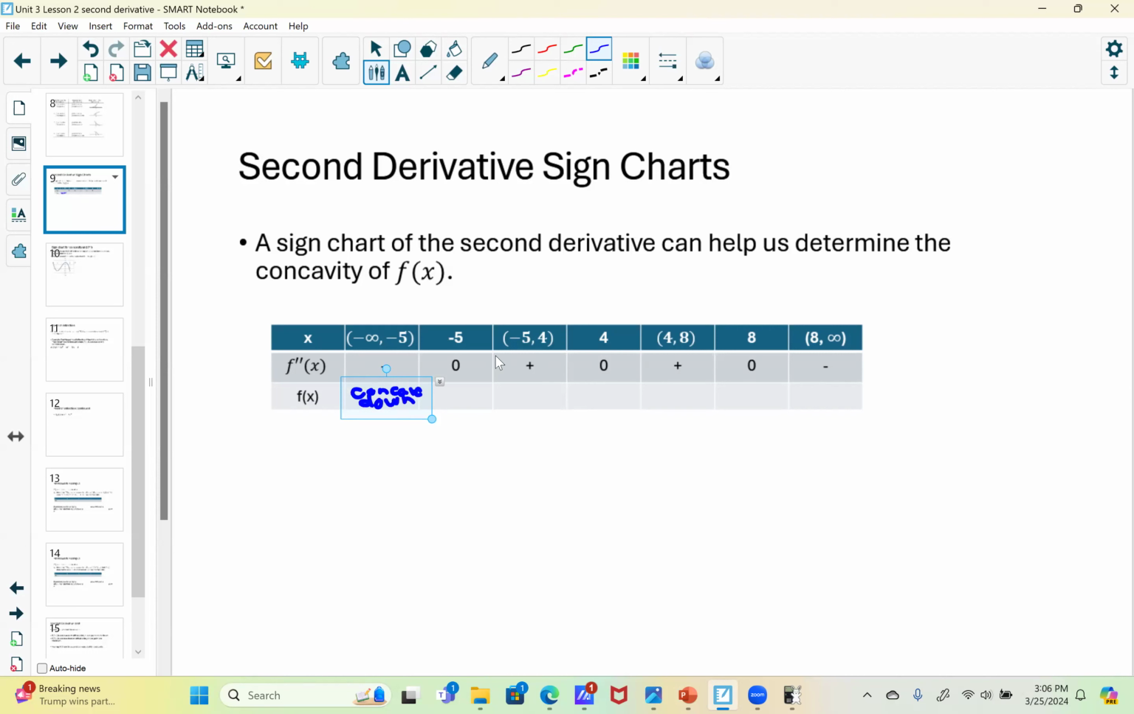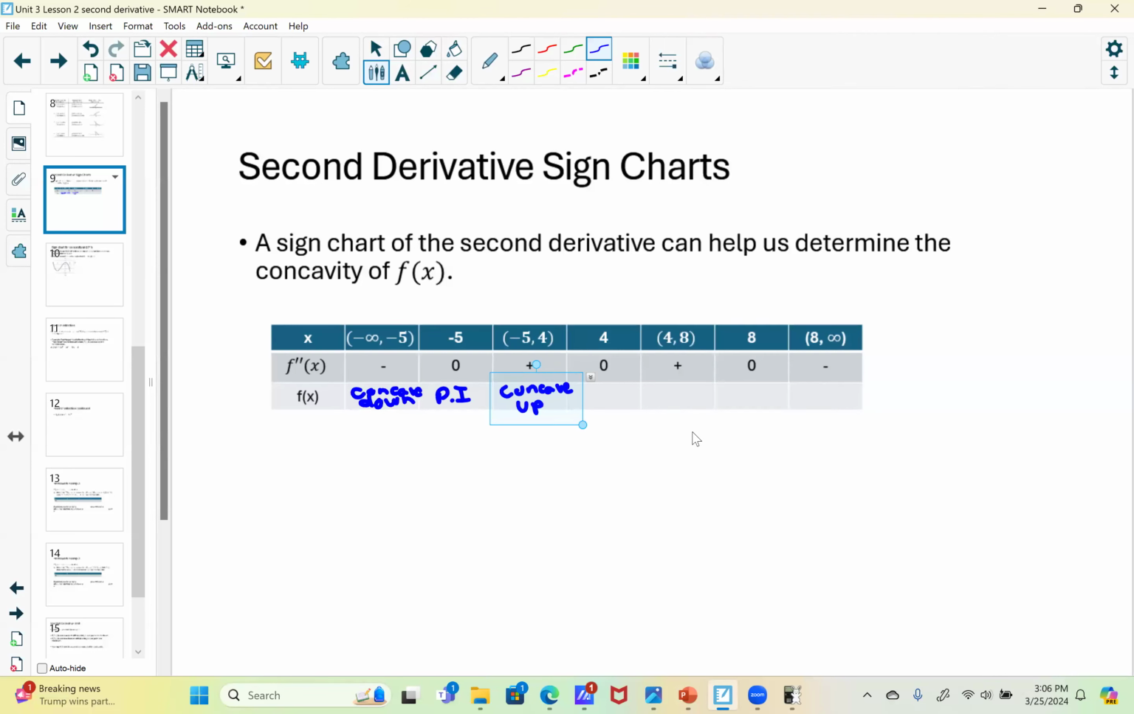At negative 5 to 4, my second derivative is positive, so it's concave up. And then at negative 5, if my function changes from concave down to concave up or changes concavity, that is called a point of inflection. So this is a PI for point of inflection because the second derivative changed sign.